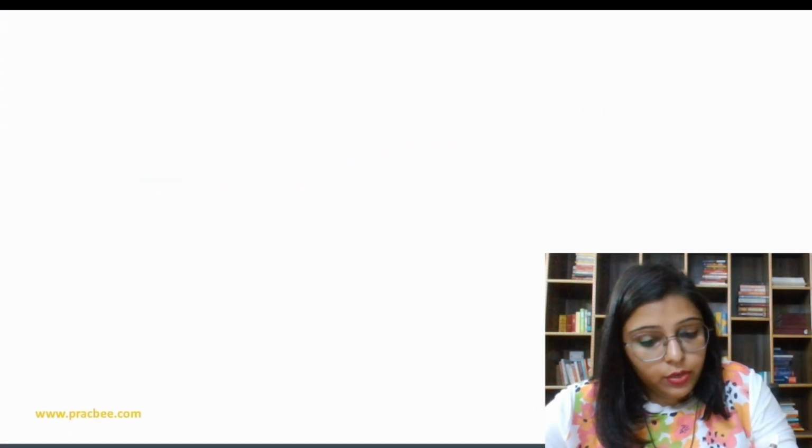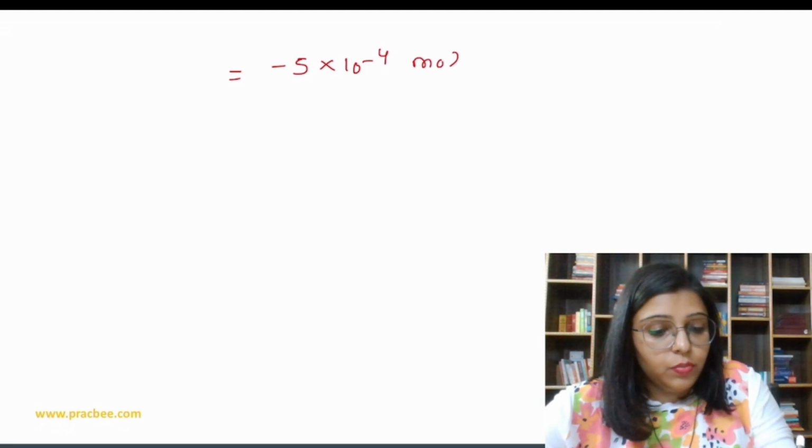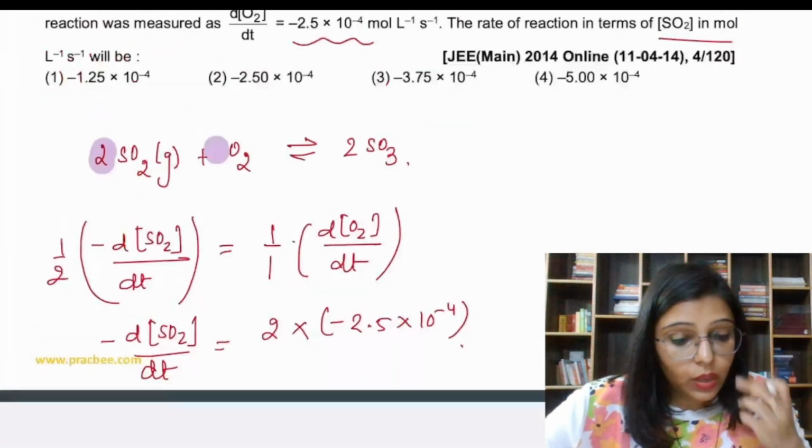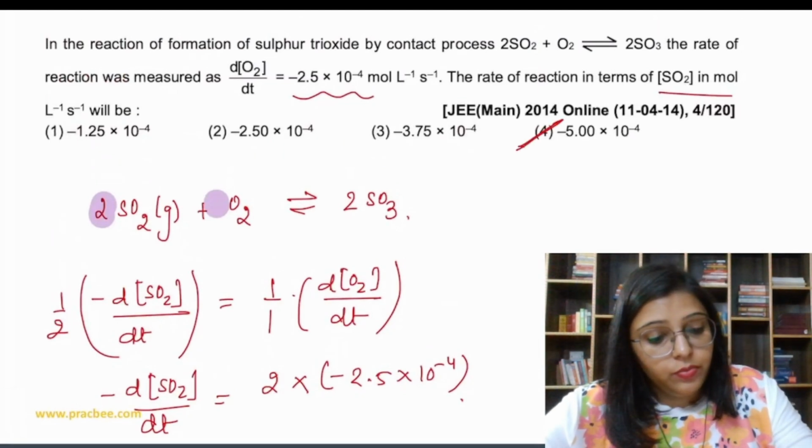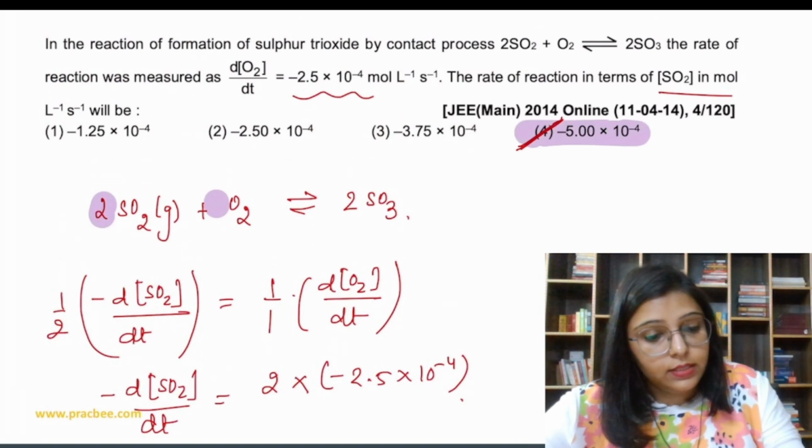So on solving, what do we get? We get minus 5 into 10 to the power minus 4 mole per liter per second. So the answer is going to be the fourth option. Option 4 is the correct answer.